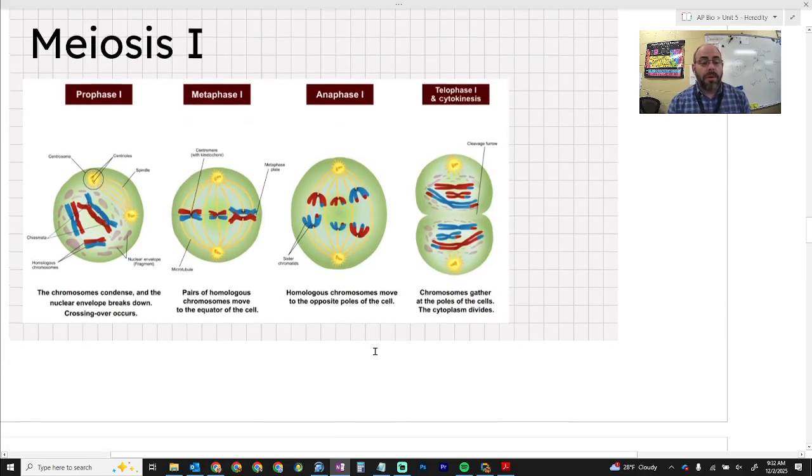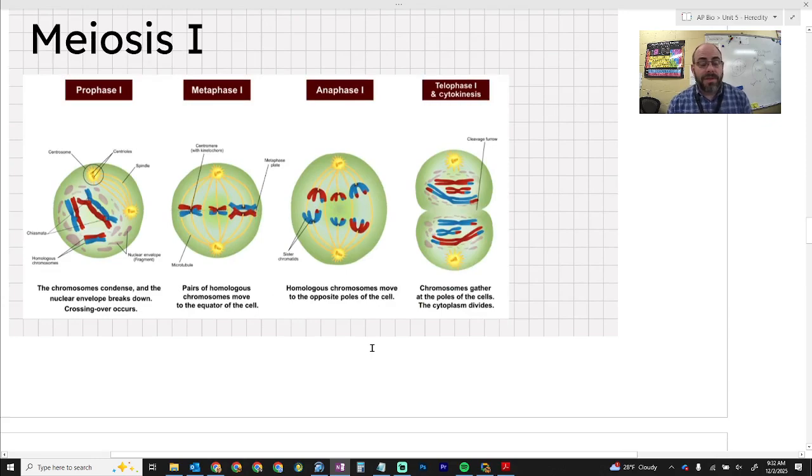So anaphase 1, homologous pairs separate. Prophase 1, tetrads form, crossing over occurs. Metaphase and telophase are very similar to what you see in mitosis, so we're not going to go over them. I would encourage you to make sure that you re-up on those things. You might see them, but the real business end of meiosis 1 is prophase and anaphase 1.